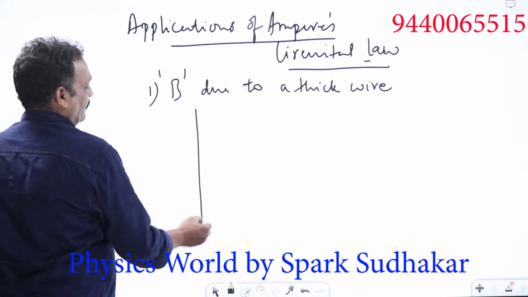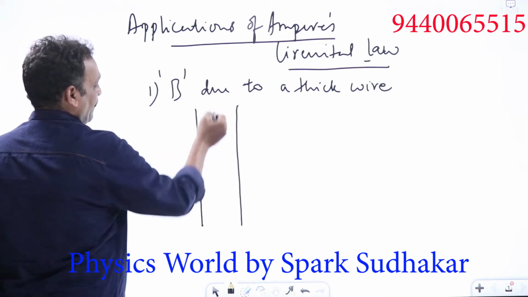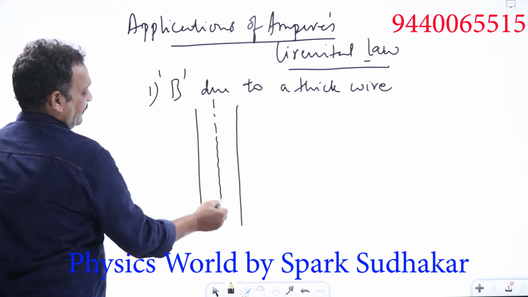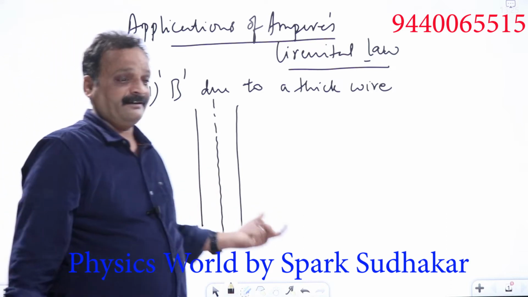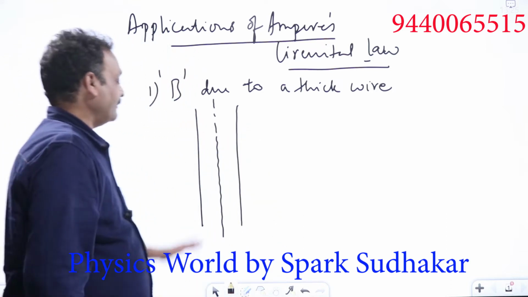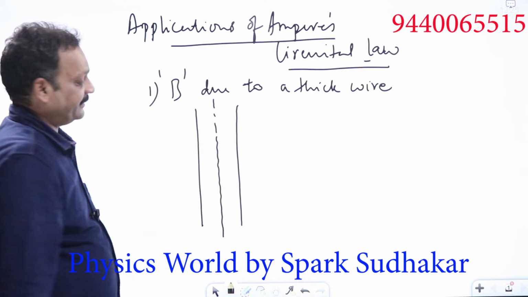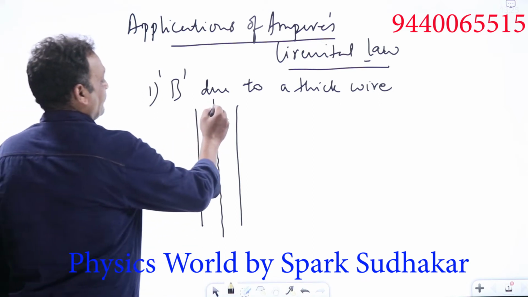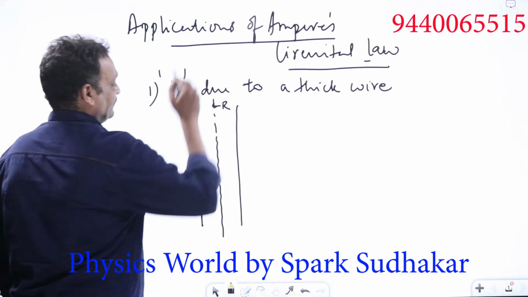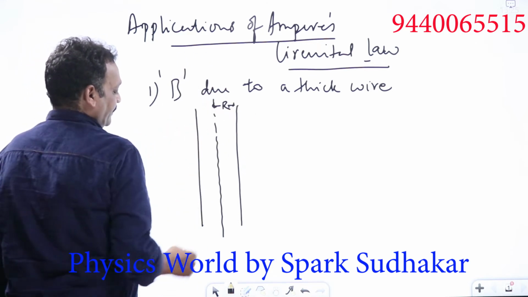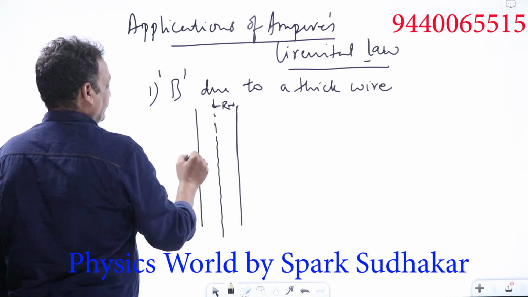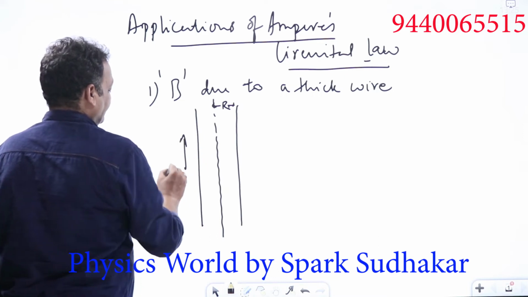Consider a thick wire like this. Of course not this thick. We don't call a wire this thick a wire, it becomes a rod. Just for explanation purposes we take it like this. This is a wire of radius capital R, carrying a uniform current I like this.